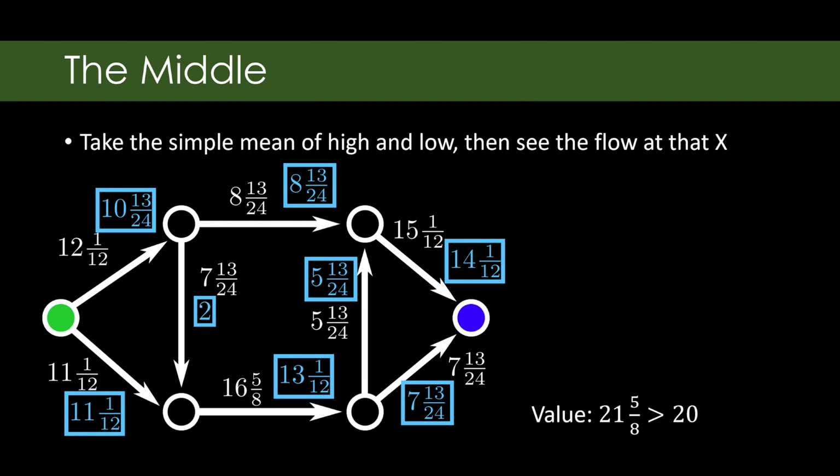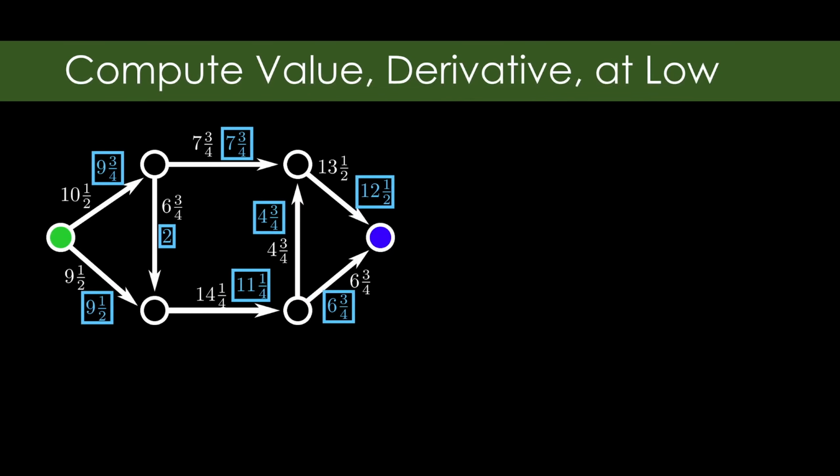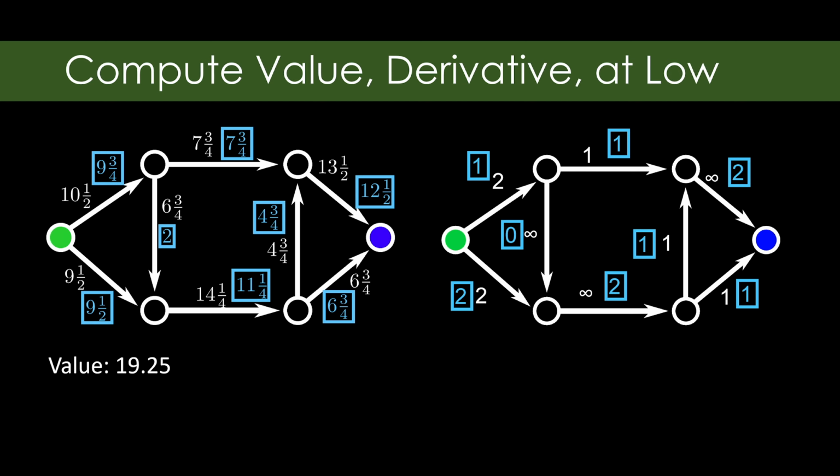Well, now we should look at X low. The flow at X low, so X is 19 over 4. And we get that it's 19 and a quarter. So we're close. Let's compute the derivative. Again, what we do is we look at this, and this one doesn't get to be infinity because it filled up the whole thing. This one doesn't get to be infinity. This one doesn't get to be infinity. And this one doesn't get to be infinity. Now all the other ones, and those are all x slope.